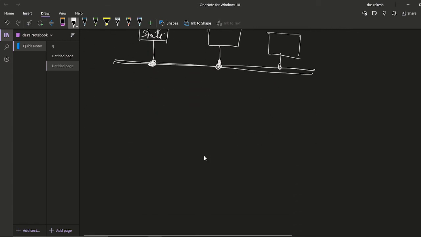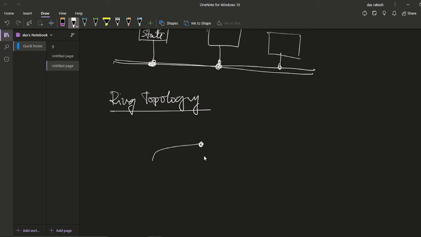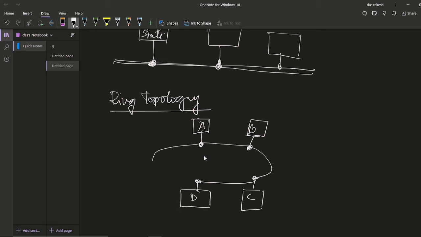And next we discuss the ring topology. So what is the basic structure of ring topology? Basically in a ring topology, all computers are connected in a ring formation. This is computer A, this is computer B, there is another computer known as C, another computer known as D, and the last one is known as E. So there are 5 computers connected in this ring topology.